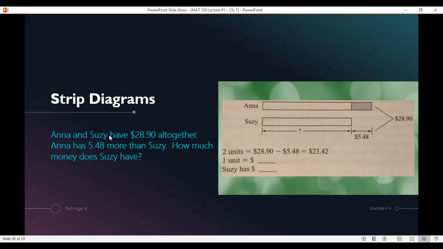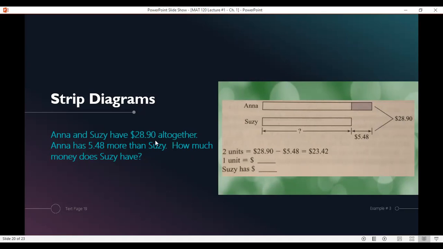So what I'll do is I'll draw them as two deliberately different long rectangles. Anna is significantly longer than Susie. Now, I don't know how much longer than Susie she is. I just kind of extended it more than Susie. So they have two different strip diagrams that are clearly different quantities.